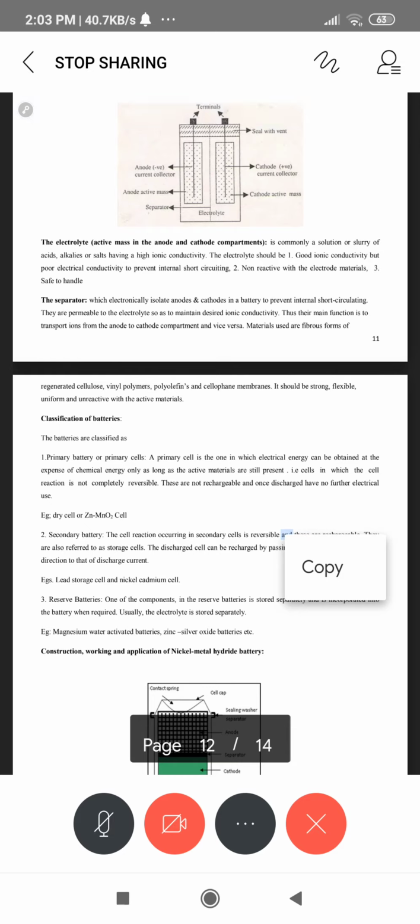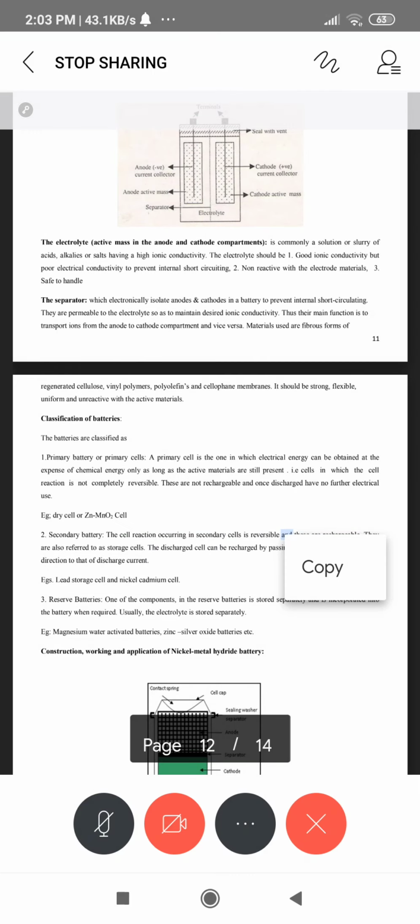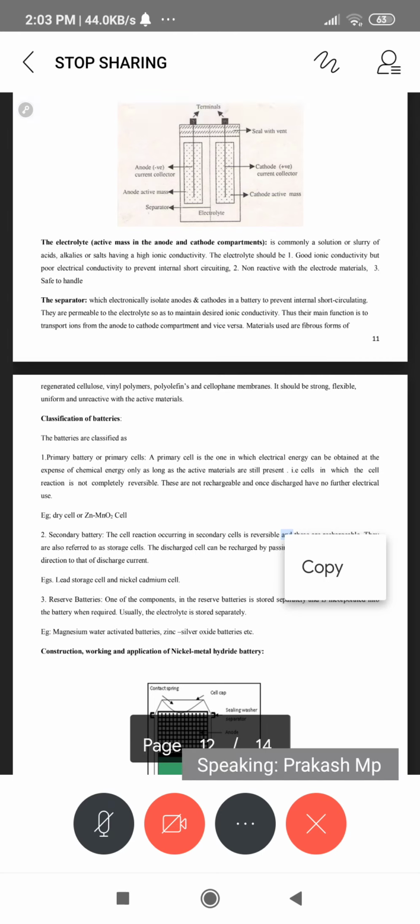So this we can call a voltaic or galvanic cell. In this galvanic cell, it changes chemical energy into electrical energy.